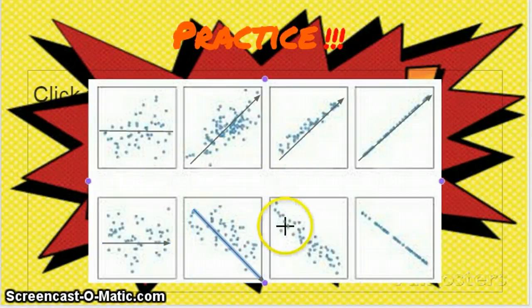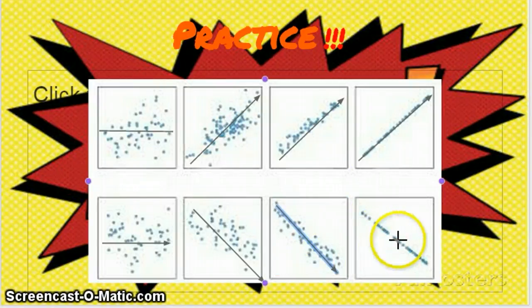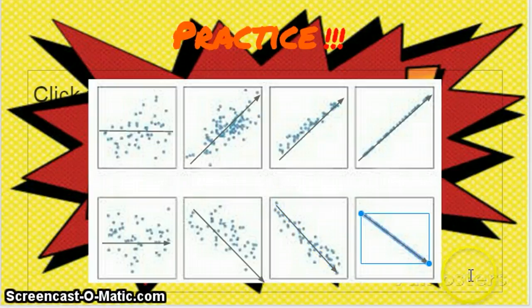For our next one, we have pretty higher strength. It's closer together. So we describe this one as medium strength with negative association. And for the next one, here we have it's close together again. And so we have high strength with negative association.